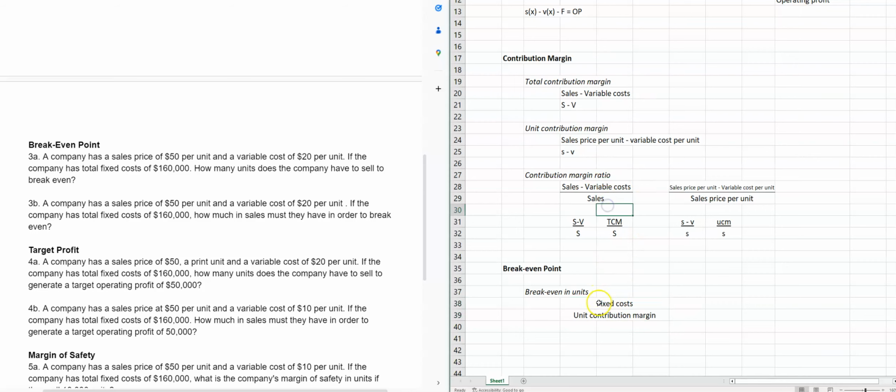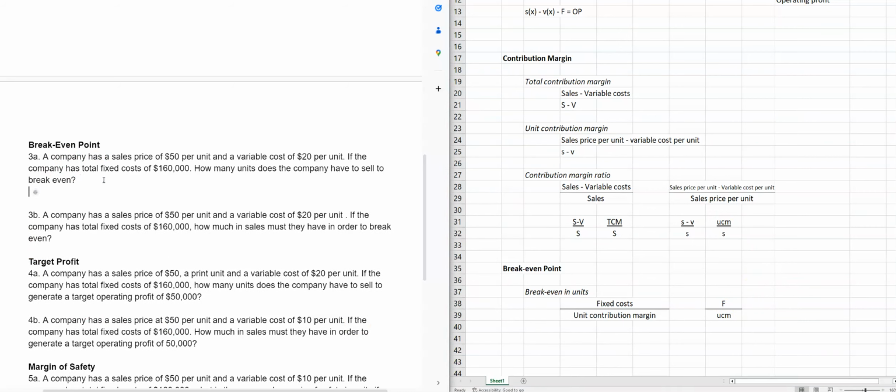Okay. So with this first one, which if you want to rewrite, I'm going to rewrite it off to the side. Fixed costs divided by unit contribution margin. So a total divided by a per unit amount. So we have to be very careful here because now we're getting a little different, right? So let's take a look at this first one though. It tells us that a company has a sales price of $50 per unit and a variable cost of $20 per unit. If the company has total fixed costs of 160,000, how many units does the company have to sell to break even? So here's our break even in units, right?